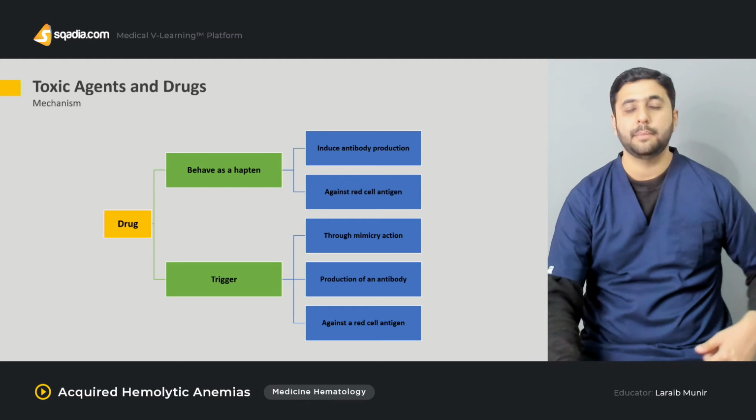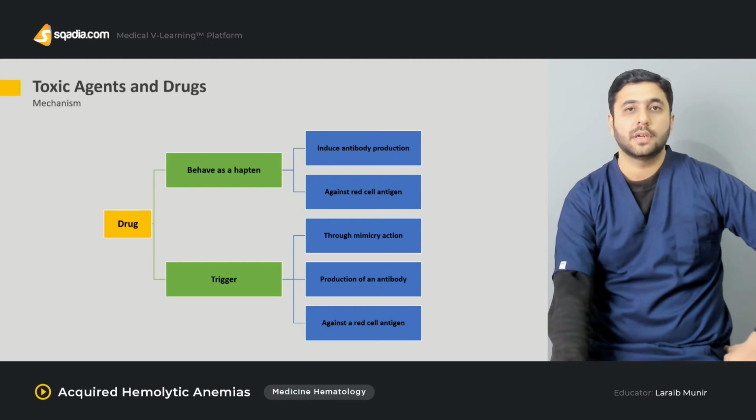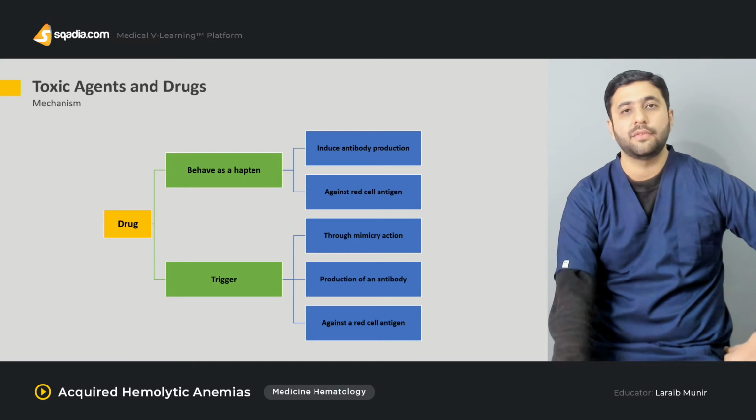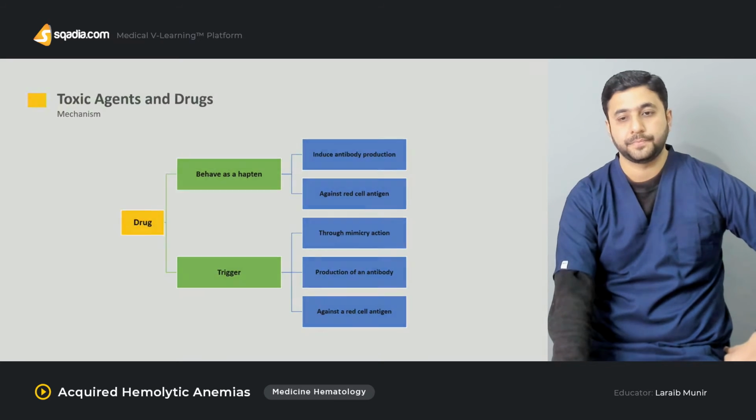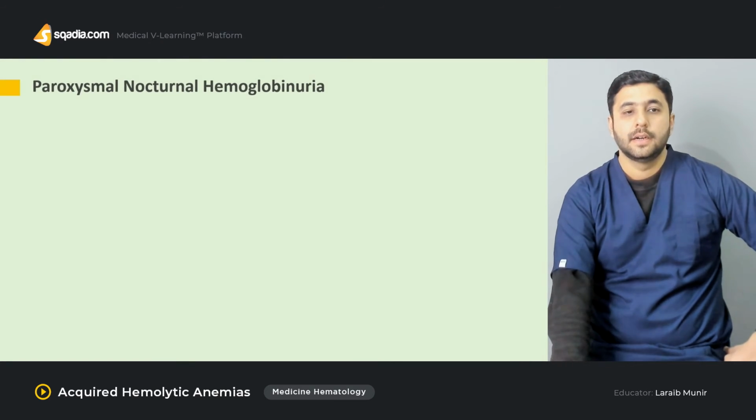So these are the two basic mechanisms by which drugs, for example, penicillins or methyldopa, which has been used historically for antihypertensive treatment, can trigger hemolysis if they are used over a long period of time.